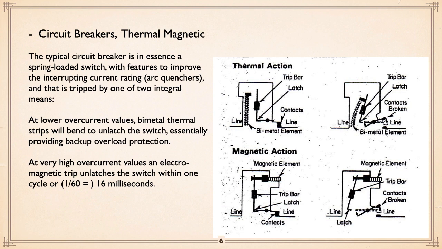Okay, but that action works great, say with a motor or something, and gives you some time to play. If it's a very high current, the element is not quick enough. So they have a second trip element, which is basically a core and a magnet, and simply the magnetic force created by that high current will bring over a piece and trip the bar directly. Doing it that way, it can trip within one cycle, which is about 16 milliseconds.